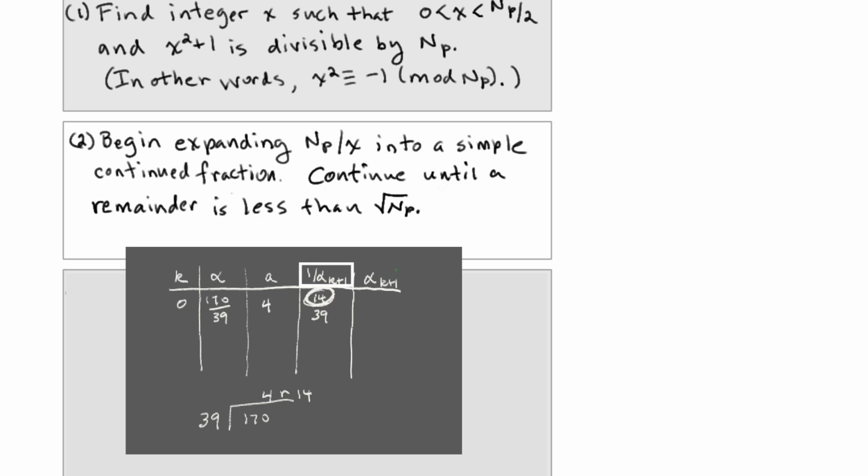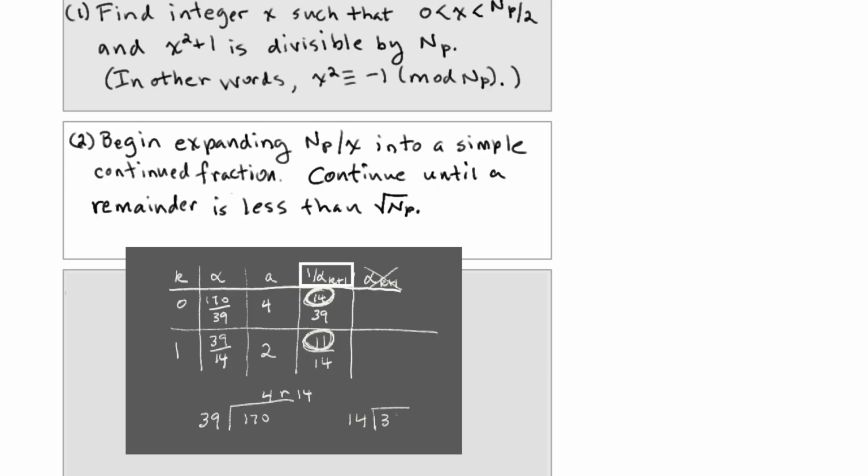As we said before, we won't fill in this column, but let's do one more row. K is 1, and alpha is the reciprocal of 1 over alpha sub k plus 1 in the first row. It's 39 over 14. The integer part a is 2, and the remaining fraction is 11 over 14. The remainder, though, is the numerator of this. It is 11.